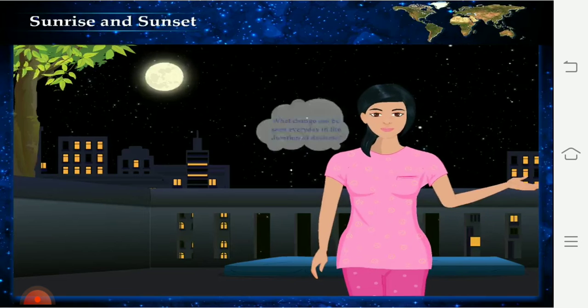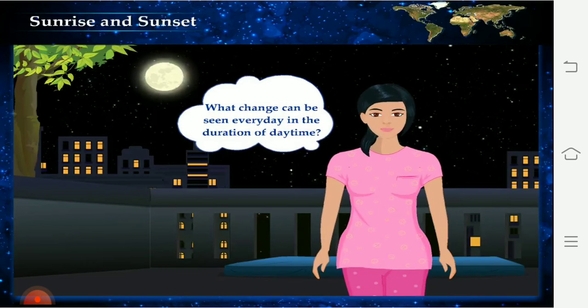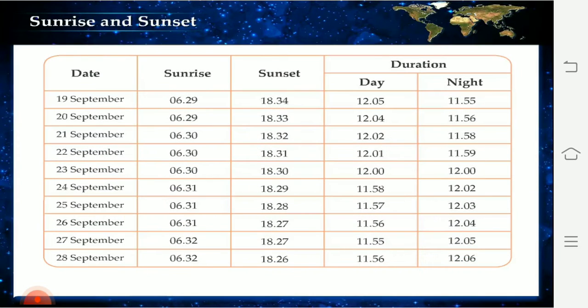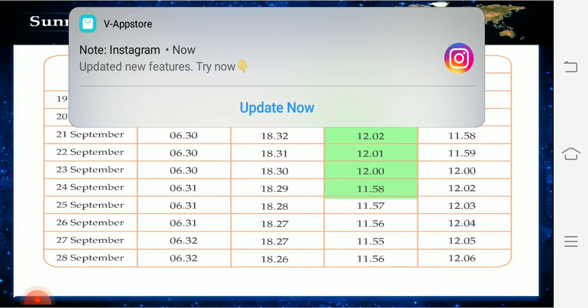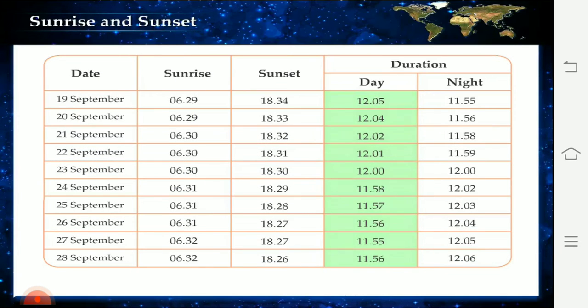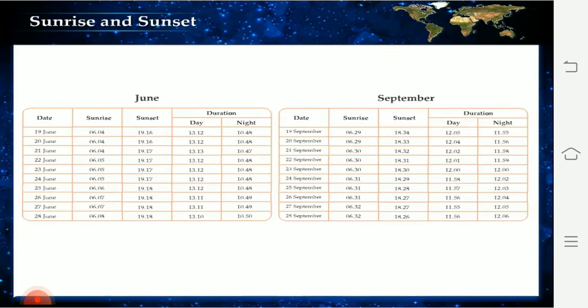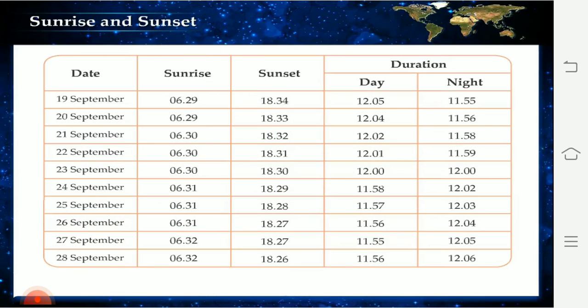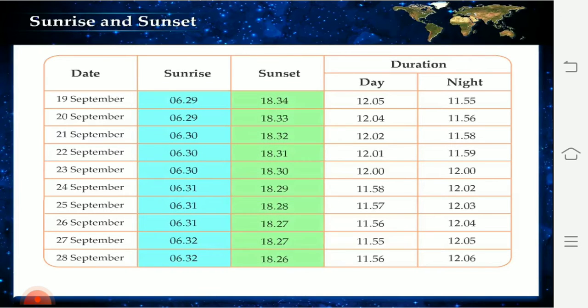Now tell me, what change can be seen every day in the duration of daytime? Correct. The duration of daytime can be seen to be decreasing every day. With the help of these two tables, we studied the time of sunrise and sunset for the month of June and September. From this, you must have understood that every day the time of sunrise and sunset keeps changing.